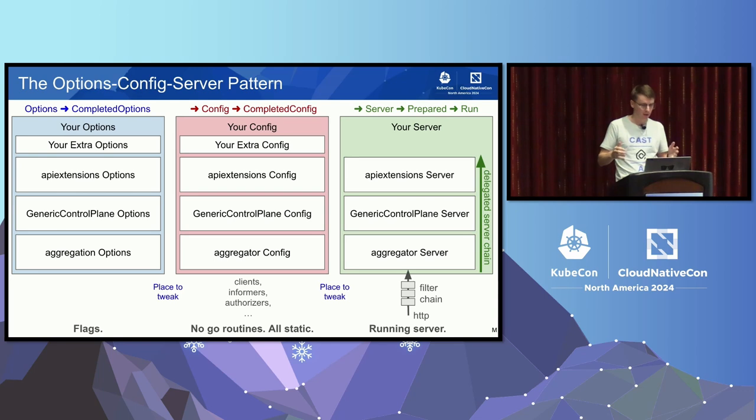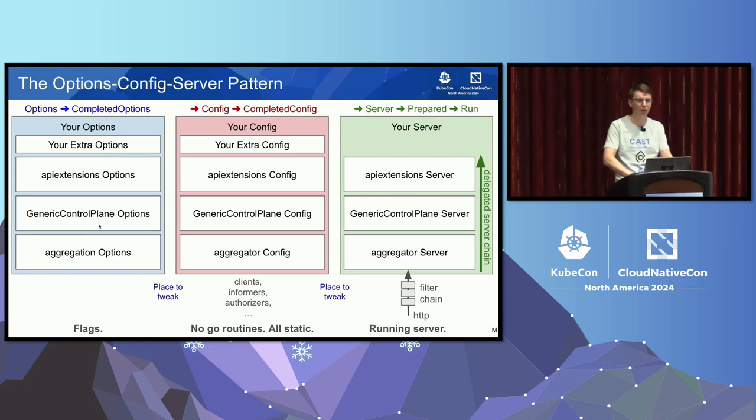The full generic control plane server consists of, same as in Kube server, the aggregator API server, generic control plane server, and API extension server. And all of them follow the same pattern. You have options for all three, you have config for all of them, and at the end, the server, basically a delegation chain.